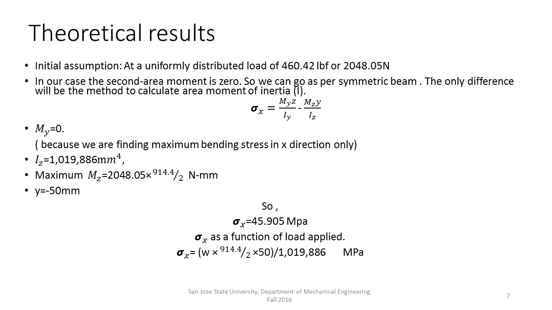In our initial assumption, the uniformly distributed load will be about 2,050 newtons. Fortunately, in our case, the second area of moment is 0, so we can go as per the symmetrical beam analysis. The only difference will be the method to calculate area moment of inertia. The moment about the y-axis will be 0, because we are only finding the maximum bending stress in the x direction. The following parameters have their values. Thus, we find that sigma x will be 45.91 megapascals, and sigma x as a function of load applied will be the following.